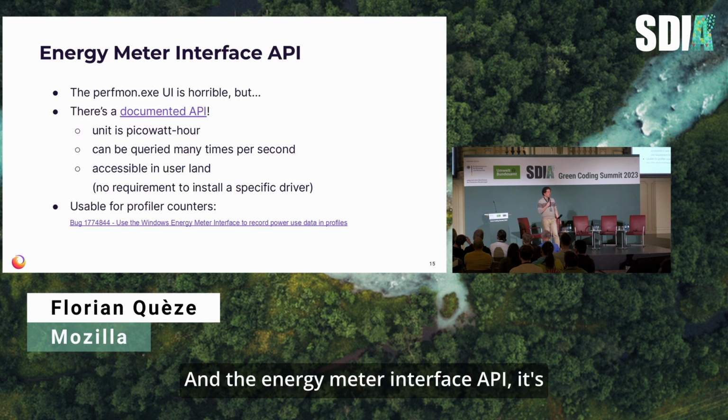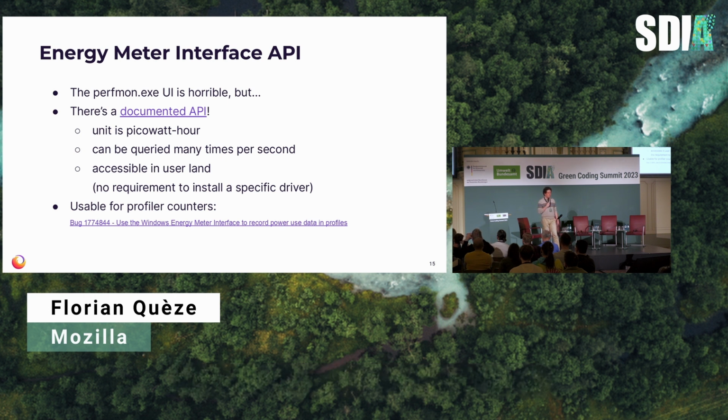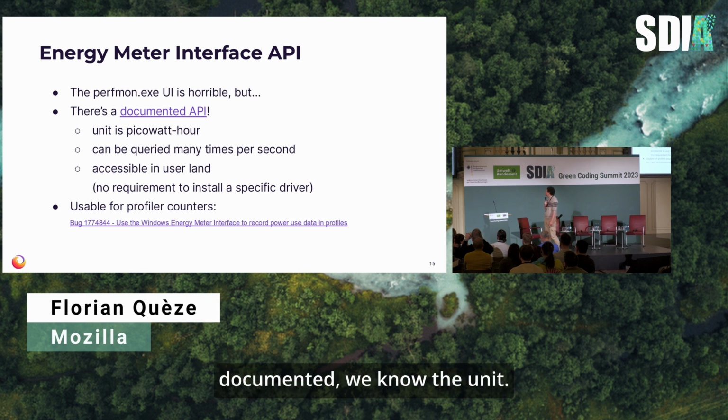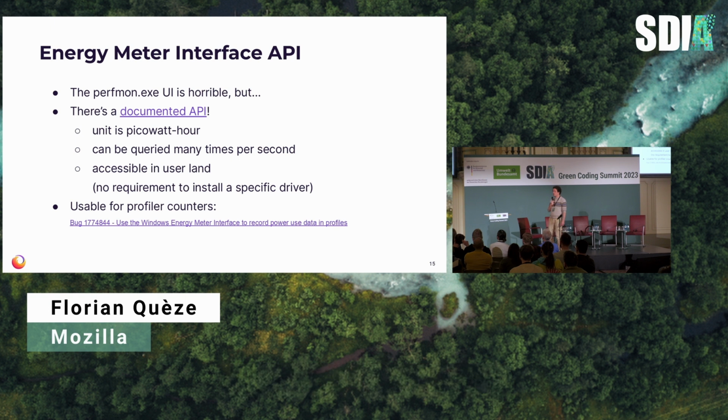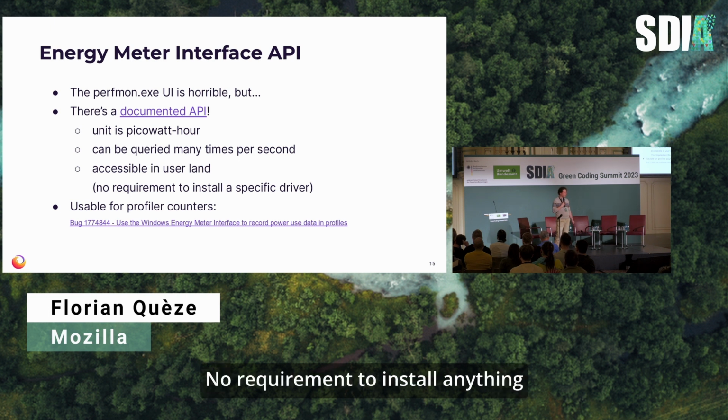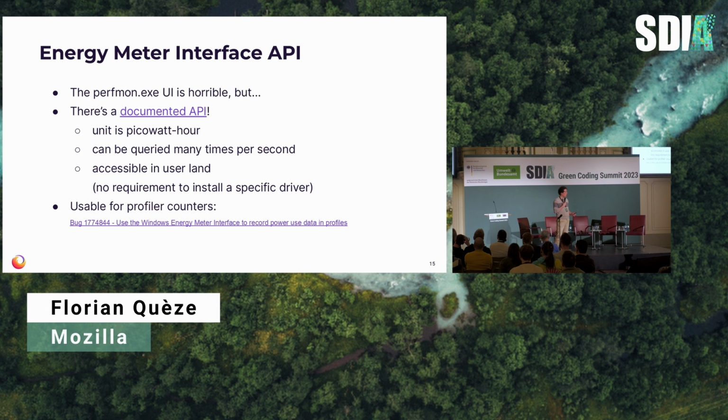And the energy meter interface API, it's actually documented. We can use it, so we don't have to bear with the horrible Performance Monitor UI. Because it's documented, we know the unit. So this E plus 11, now we know that it was picowatt hours. We can query it many times per second. The overhead is low. It's accessible in user land. No requirement to install anything specific on the computer. So we can use it for our profiler.